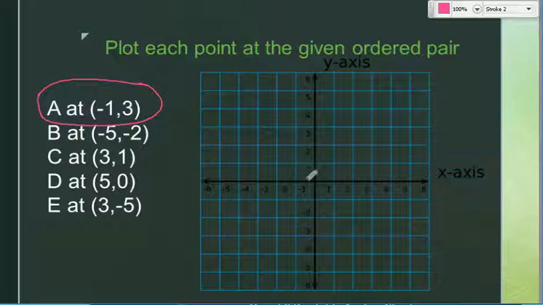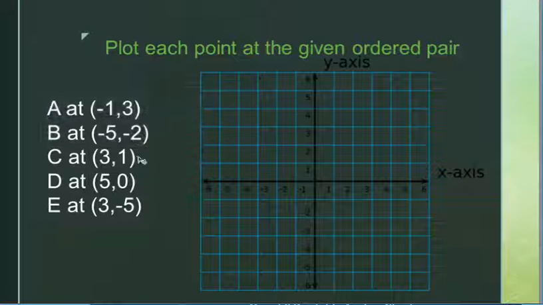To plot this point, we would start at the origin. We would move to the left 1, and then we would move up 3. 1, 2, 3. So point A is right here at negative 1, 3.